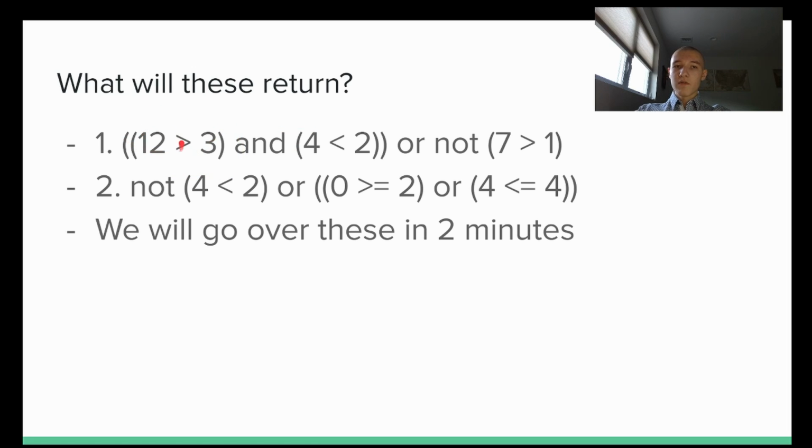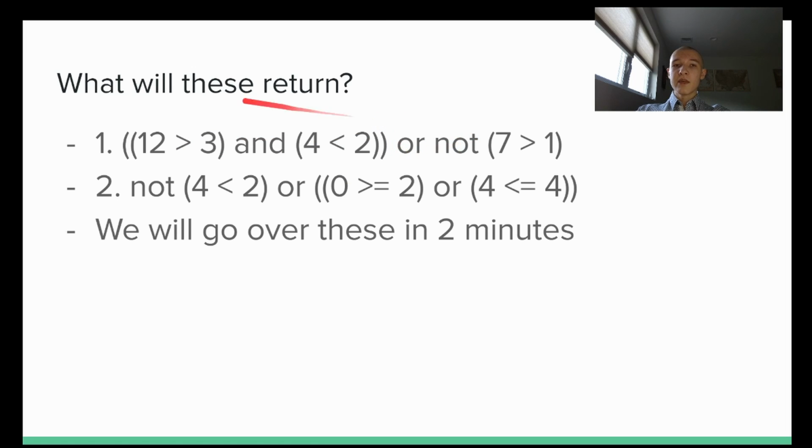As we can see, 12 is greater than 3, so this will be a true statement, and 4 is less than 2, so this is a false statement. And this entire statement in parentheses, because there is one true and one false, has to be false, because AND has to have two trues. And then we have an OR NOT statement.